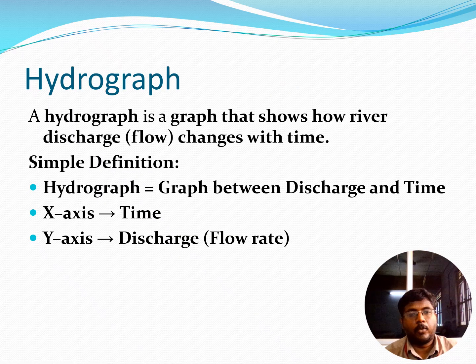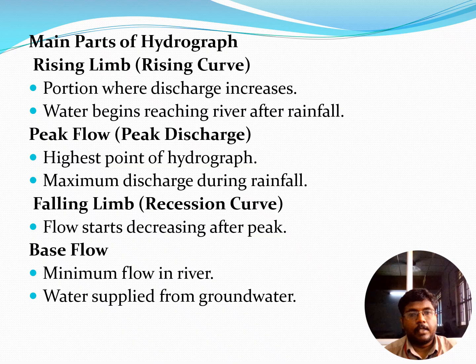Next we see about the hydrograph. A hydrograph is defined as a simple graph that shows how the water flow in a river changes over time. Otherwise, it is defined as a graph between the discharge and the time. Next, we see what the main parts of a hydrograph are. There are four different parts: rising limb, peak flow, falling limb and base flow.